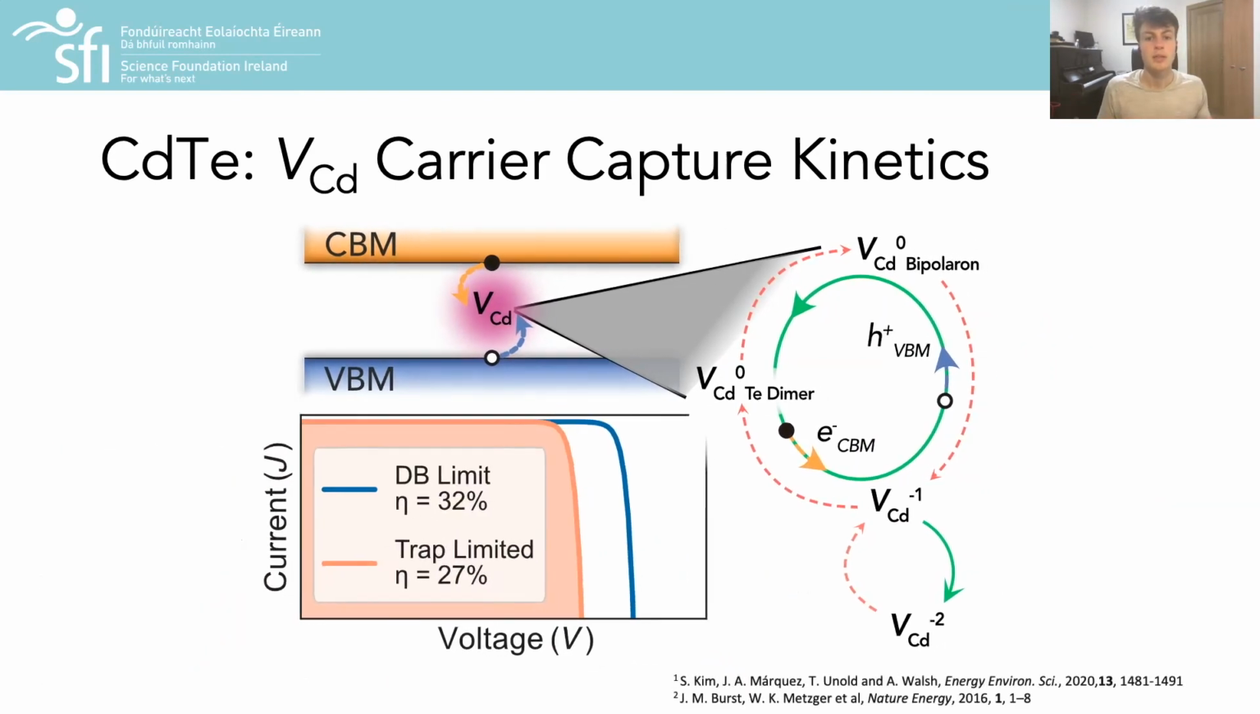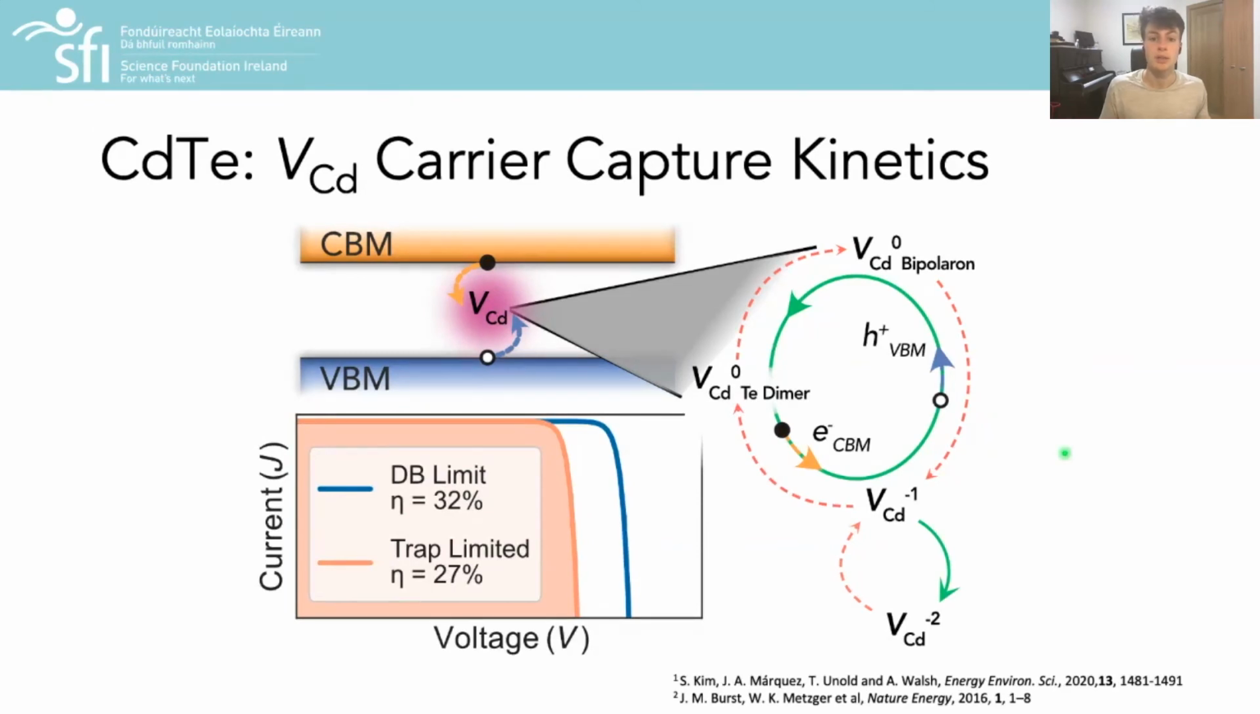Indeed, incorporating the effect of this non-radiative recombination cycle at cadmium vacancies into the calculation of the solar conversion efficiency using the trap-limited conversion efficiency metric developed by Sung Young Kim in Aaron Walsh's group, we find that the maximum achievable photovoltaic efficiency is reduced by over 5% from its detailed balance limit. These results help to explain much of the empirically observed behavior of cadmium vacancies, in particular the requirement for treatment strategies which passivate their deleterious effects.